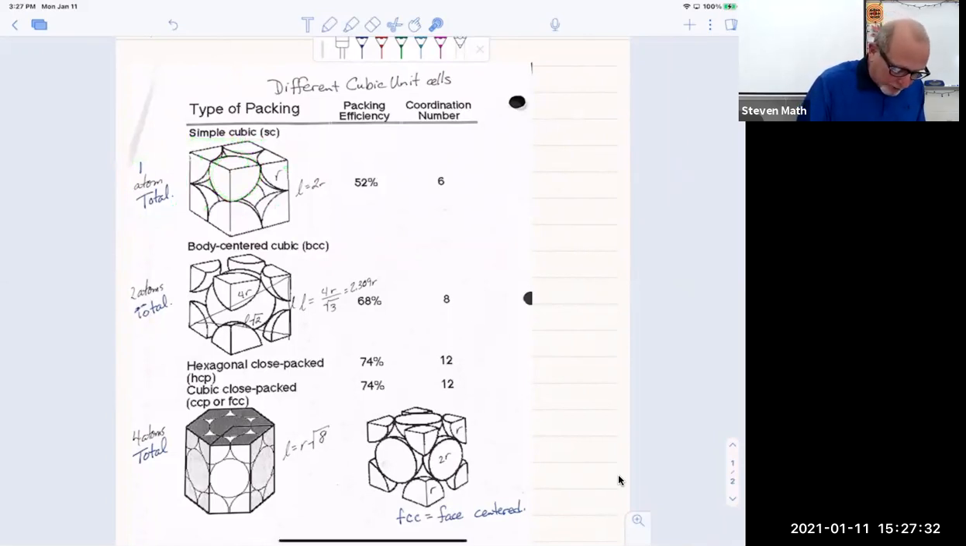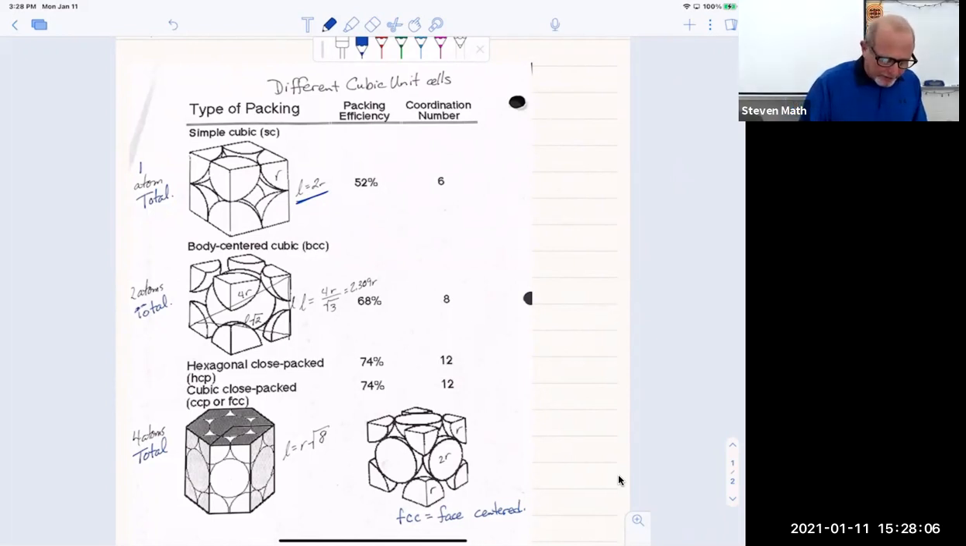Now, if those atoms are touching along that edge, then the relationship is quite simple between L and R: L is going to be 2R. Now we automatically can take the relationship of measuring the radius of an atom and going from the radius to that length of a unit cell. That works real easily for a simple cubic because the edges are touching. That's not going to hold true necessarily in the other ones that we're looking at.